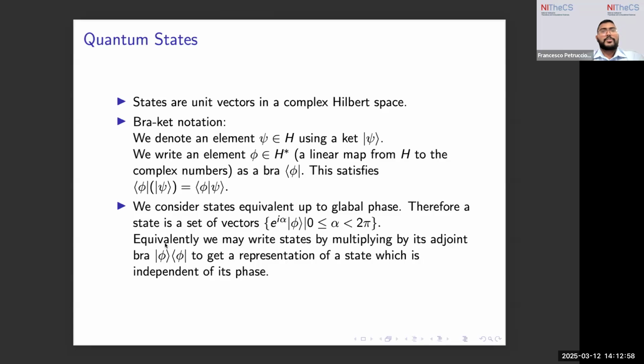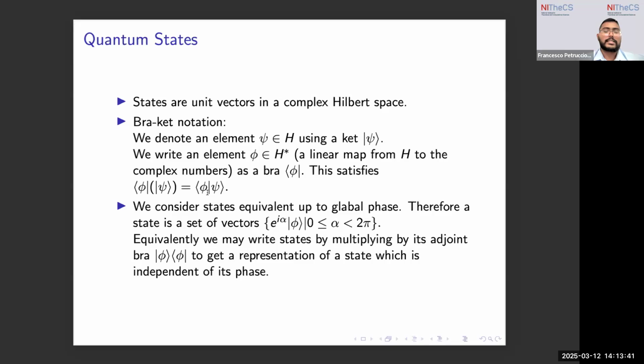So before moving on, I'm just going to give a short recap on quantum mechanics to make sure that we're all talking about the same thing. So we said states are unit vectors in a complex Hilbert space. We write states using this Dirac bra-ket notation for states in our Hilbert space using a ket, and we have elements of the dual space, which are simply linear maps from the Hilbert space to complex numbers, written as follows here. And from this notation, we see how we recover the inner product for the Hilbert space.